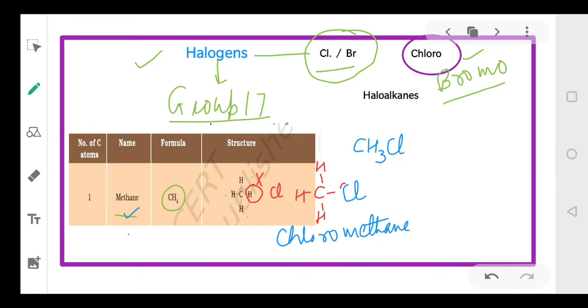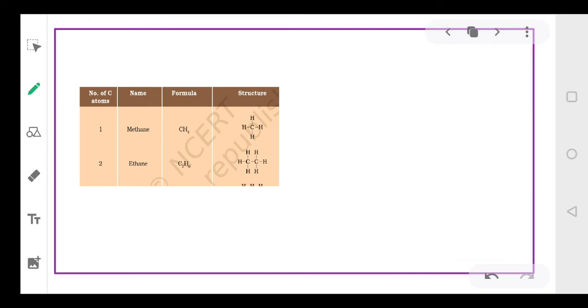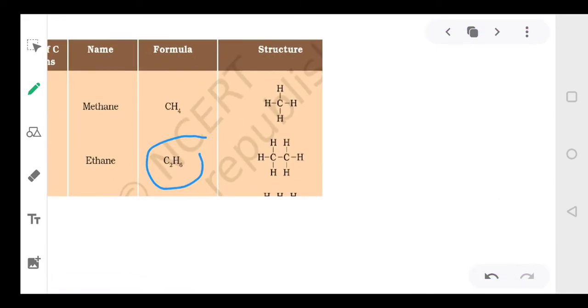Let's talk about the second one. See, methane we have already done. Second is ethane. The formula of ethane is C2H6. So this is the structure of ethane. We have 2 carbon and the hydrogen.